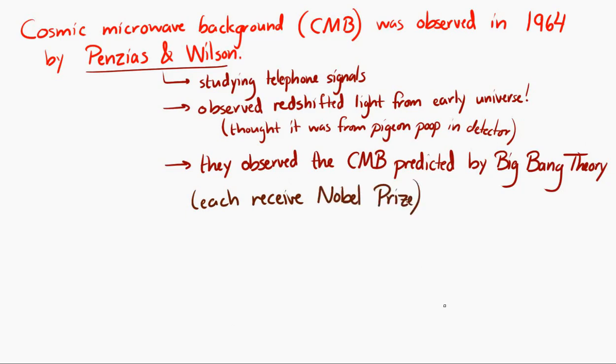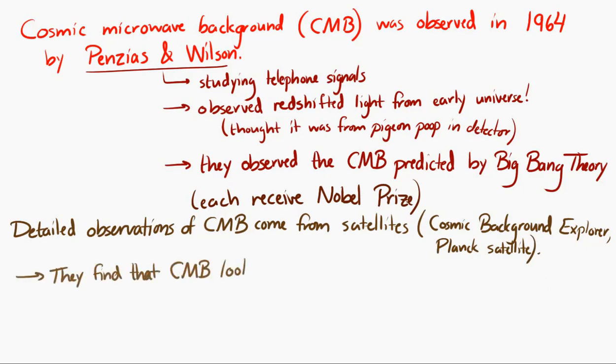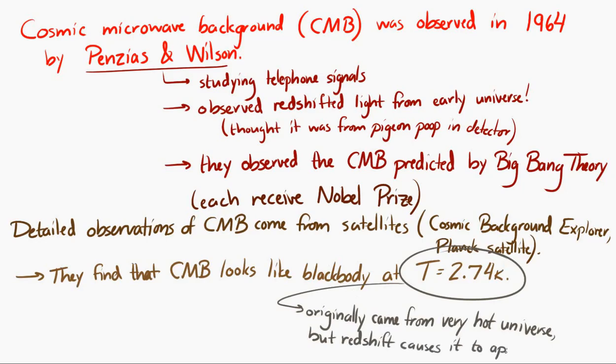Since then, there have been very detailed observations made of the cosmic microwave background, often from satellites, such as the Cosmic Background Explorer, or COBE, or the Planck satellite. And these satellite observations have shown that the cosmic microwave background looks like that from a black body at a temperature of 2.74 Kelvin. Now, the cosmic microwave background was not created by an object at 2.74 Kelvin. It was created by the early hot universe, which is at a much higher temperature. But the light from that early universe has been redshifted. And in being redshifted, it now appears much redder. It's in the microwave part of the spectrum, and so it looks like it's coming from a much cooler object.